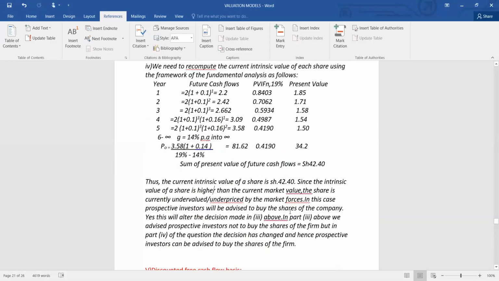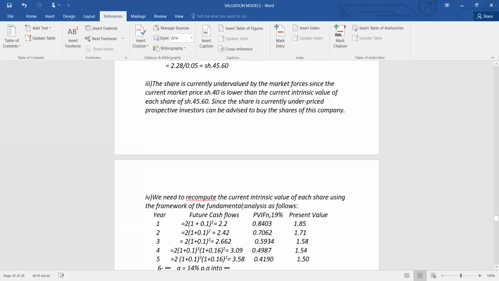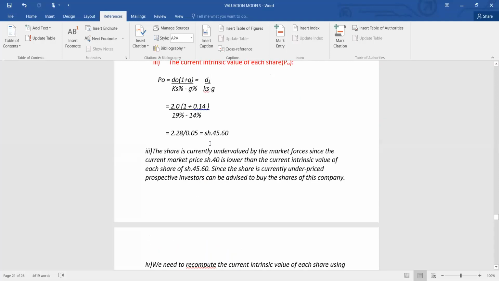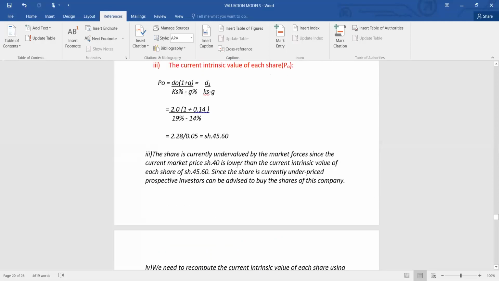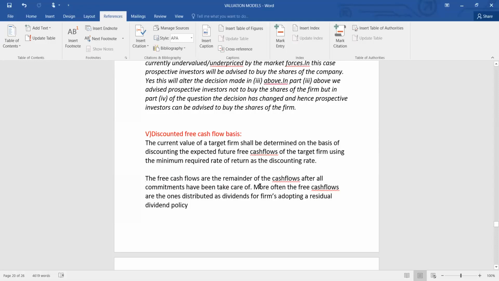That's the same conclusion we arrived at here. So it does not change the decision we made up there. In this case, a prospective investor will be advised to buy the shares of the company. Will this alter the decision? No, it does not. What decision did we make earlier? Number 3. Buy. The decision was for the investor to buy. So it has not changed.